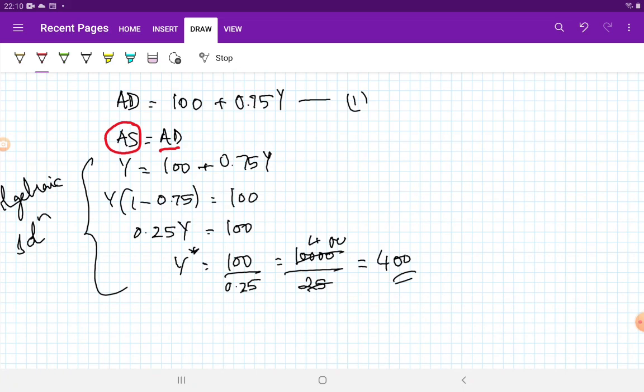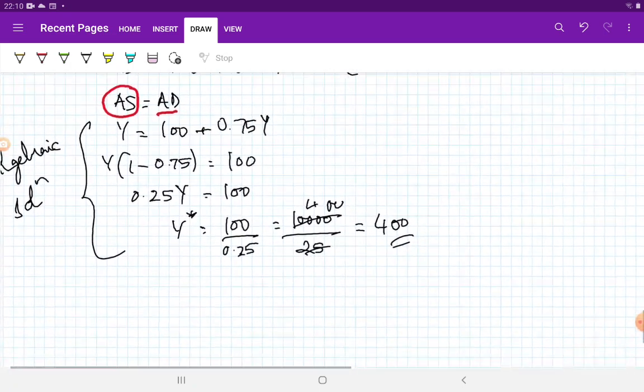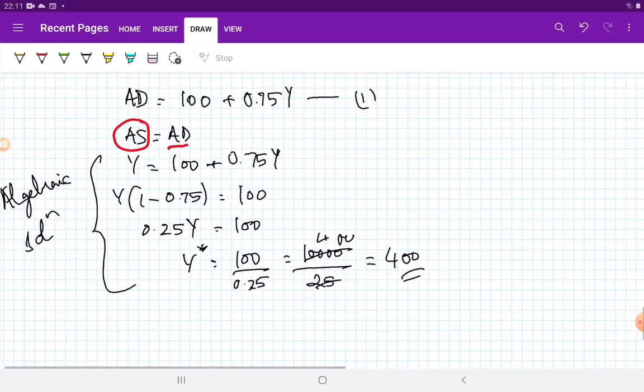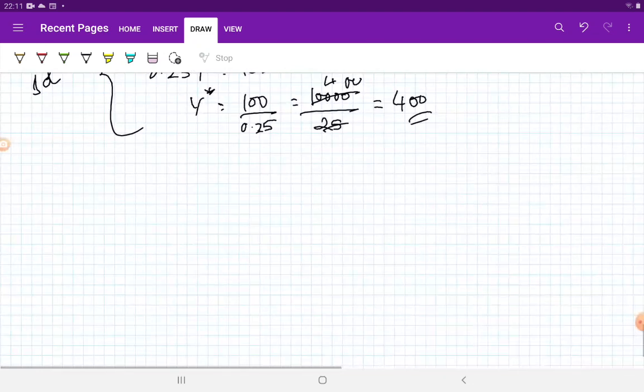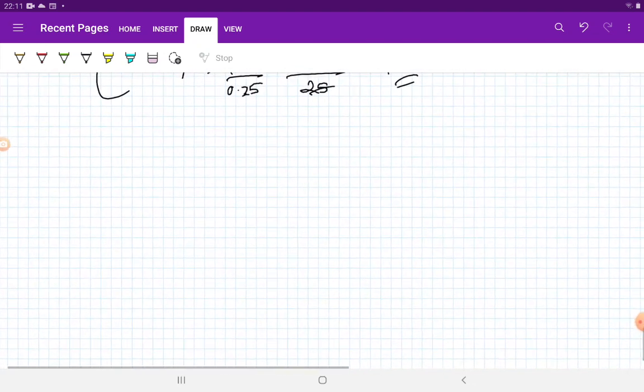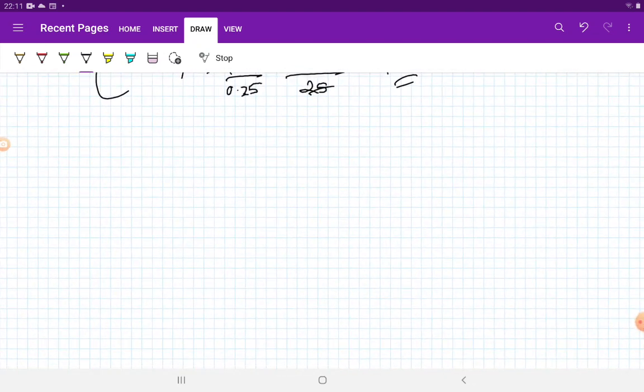So if you have to do this, you need to remember from your macroeconomics lectures the diagram of the national income equilibrium model. So once again, over here I'm going to write the aggregate demand equation. It was 100 plus 0.75Y, right?